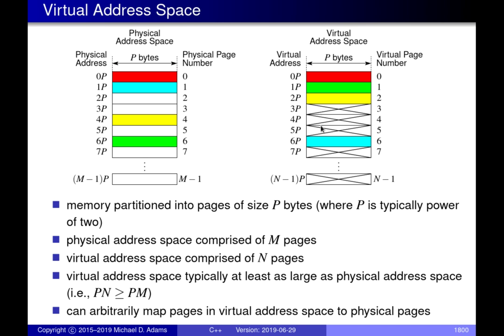And we can also have things like what's marked by these X's here, where effectively there's no mapping at all. So if we try to access one of these virtual pages that's marked by an X, there is no mapping. Therefore, there's not actually any underlying memory associated with this portion of the virtual address space. And typically you'll get some kind of hardware exception from the processor saying you're making an invalid memory access, because essentially there is no memory associated with this region of the virtual address space.